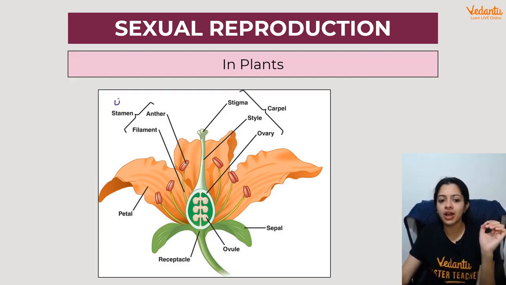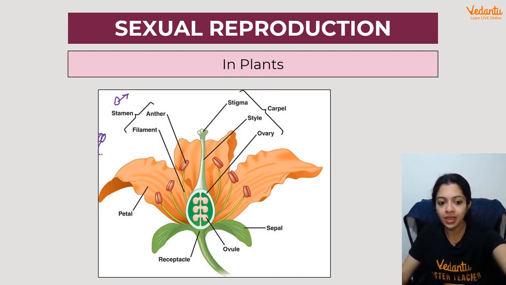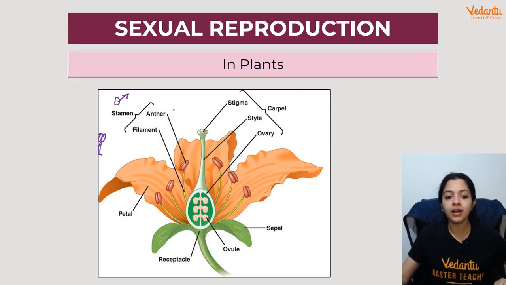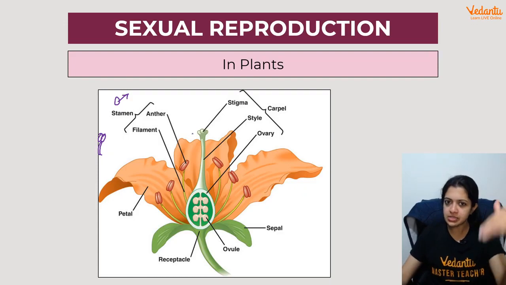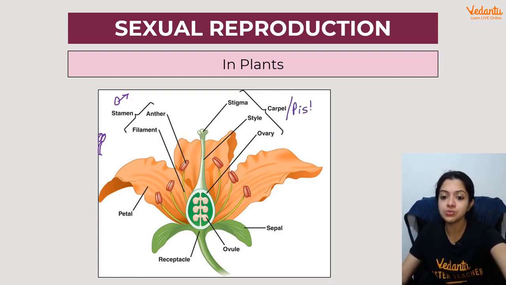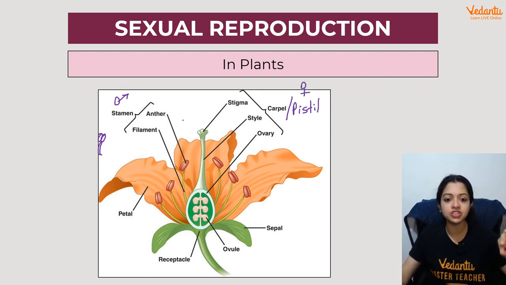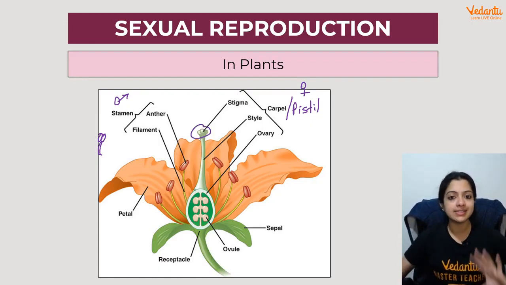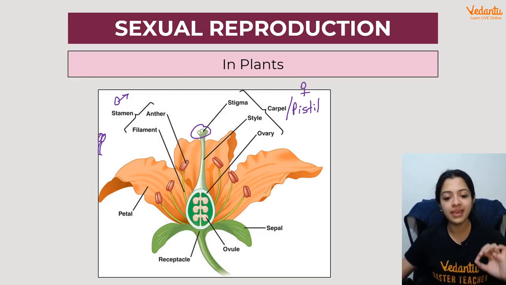The male parts, which are the stamen, comprised of the anther and the filament. This is the anther and this part is the filament. The anther is the one which produces pollen grains. Filament is there for filamentous support. Carpel, also called the pistil, is the female part of the flower, and it is comprised of 3 regions. This is the stigma, this long part is the style, and the bottom swollen part is the ovary. Within the ovary would be ovules.